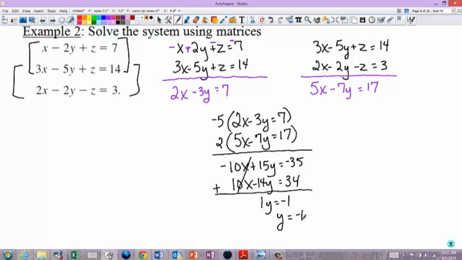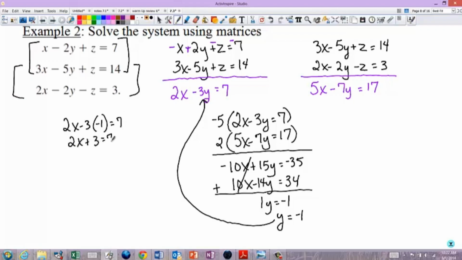Then I fill that back into either one of my equations here and solve for x. So 2x minus 3 times negative 1 equals 7. 2x plus 3 equals 7. Minus 3 minus 3, 2x equals 4. X equals 2. So now I have x and I have y.